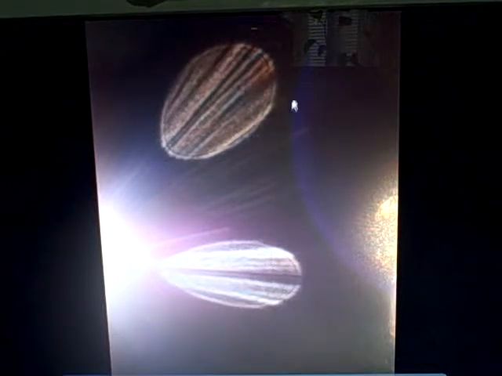Pay no attention to this thing right here, because that is actual lens flare. I get that quite a lot because I take pictures into the light. And lens flare can fool people. I know it often does.